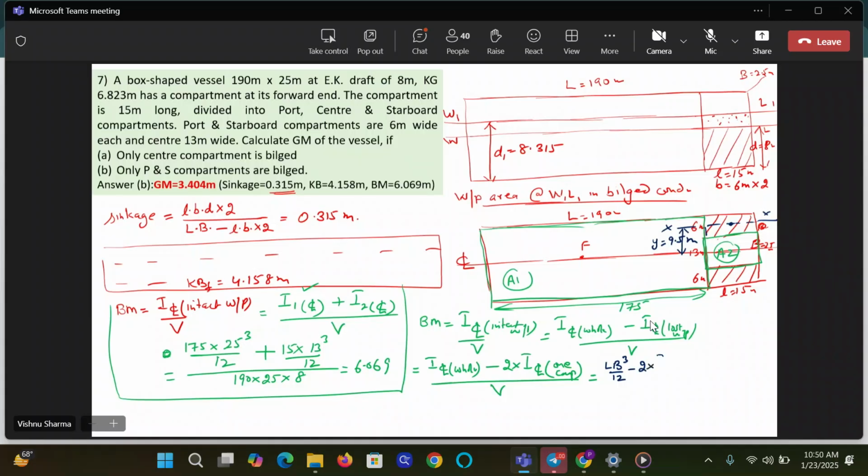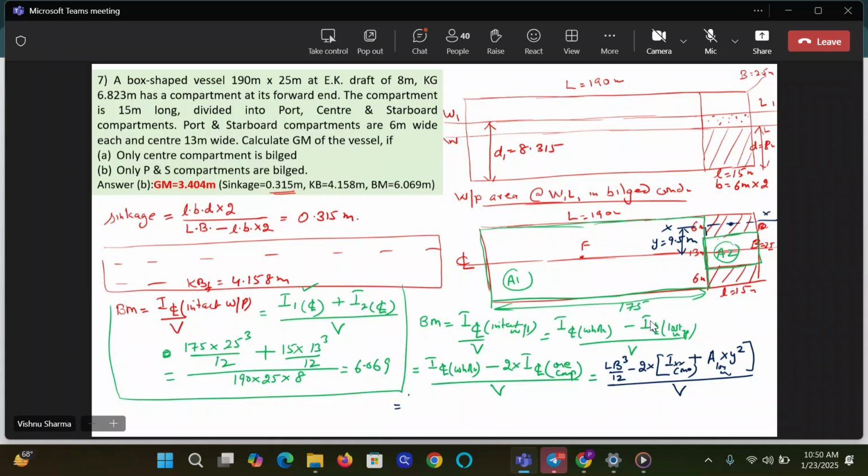Minus 2 into Ixx of one compartment plus area of lost one compartment into y square divided by volume of displacement. Am I right, guys? If I apply the theorem of parallel axis, now I'll put in the values.